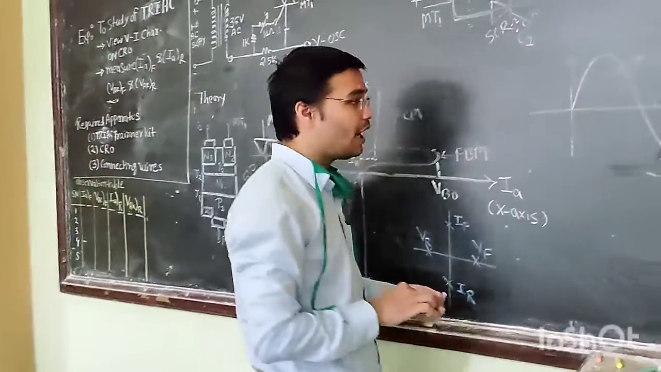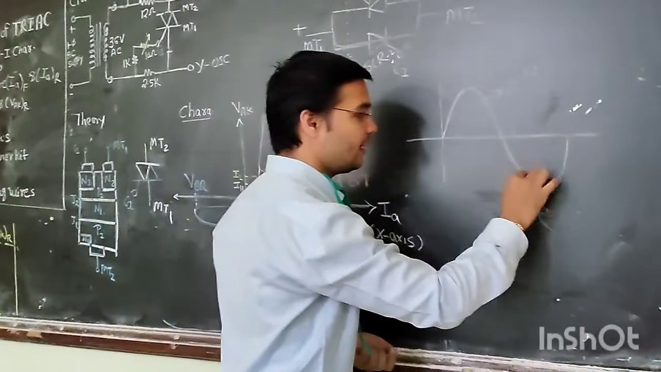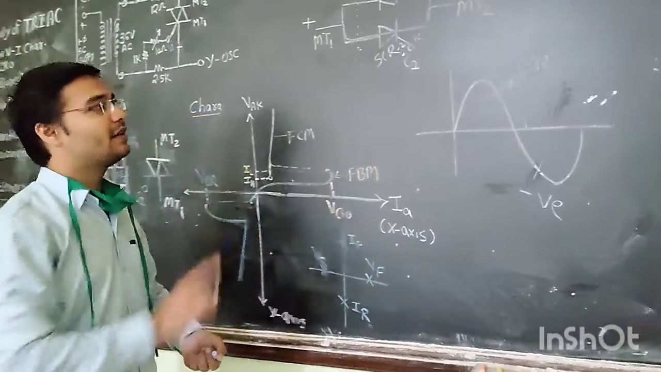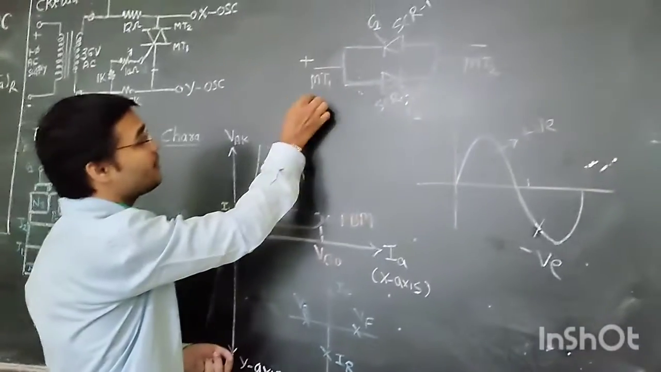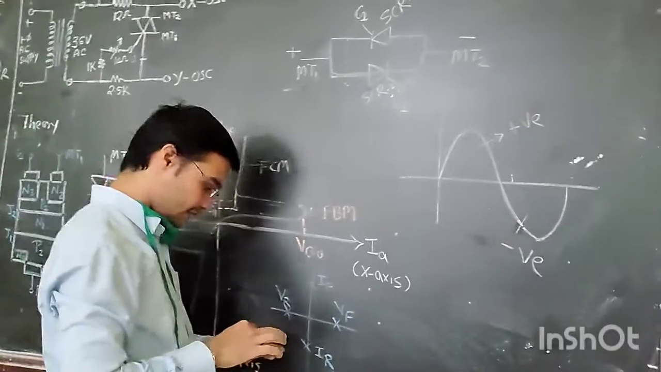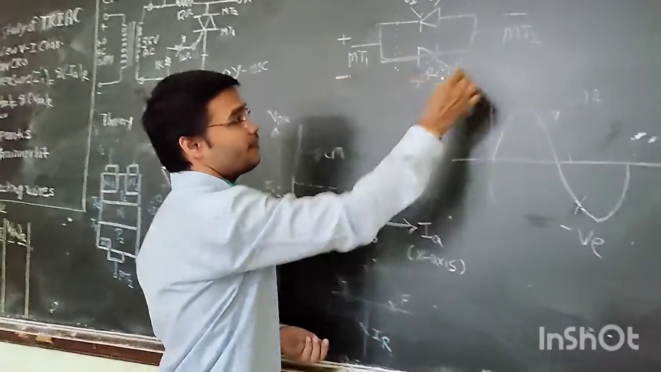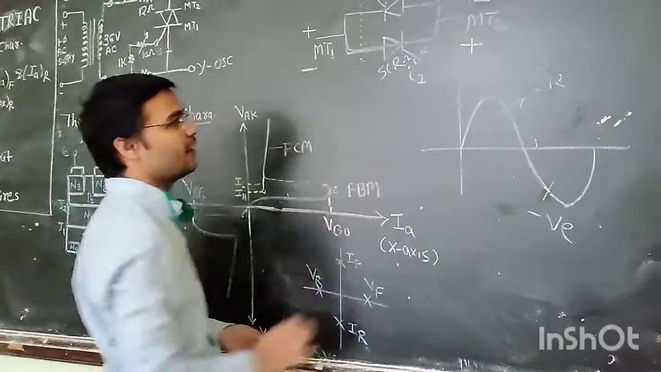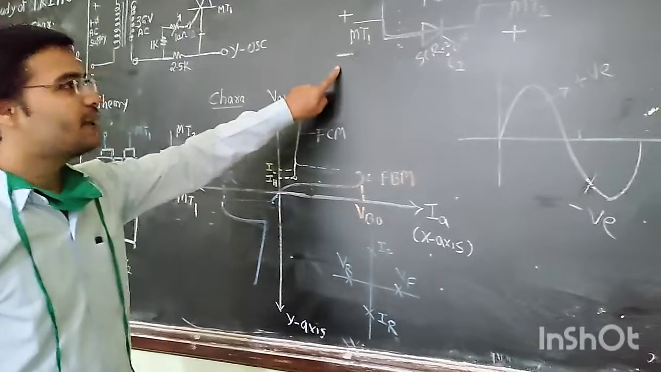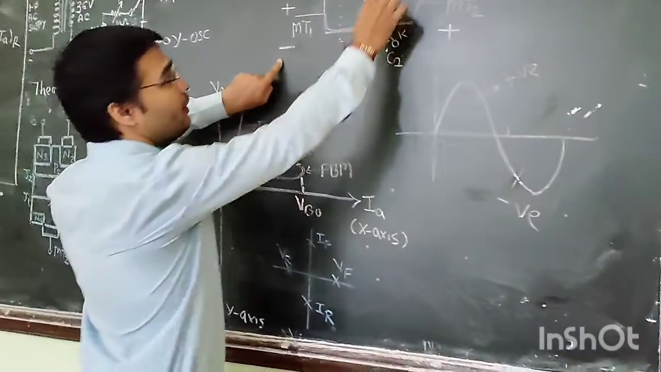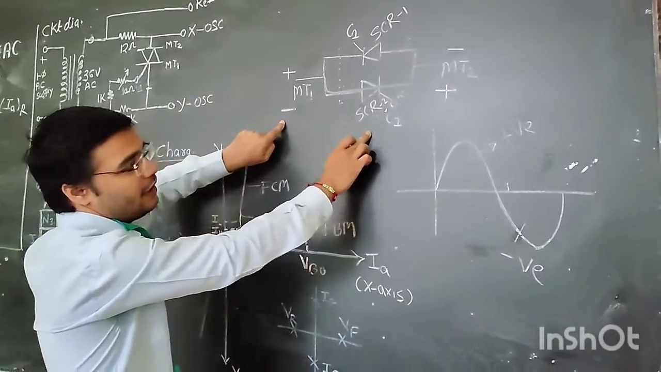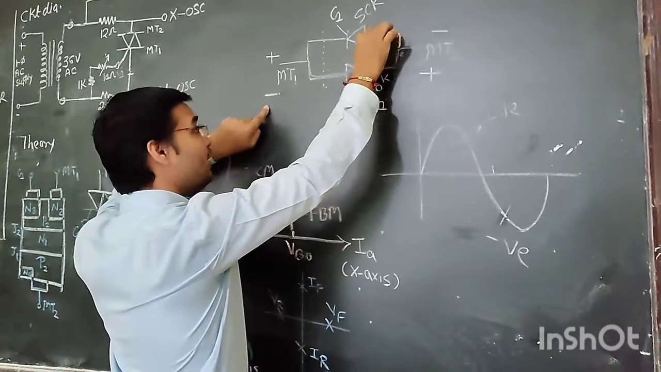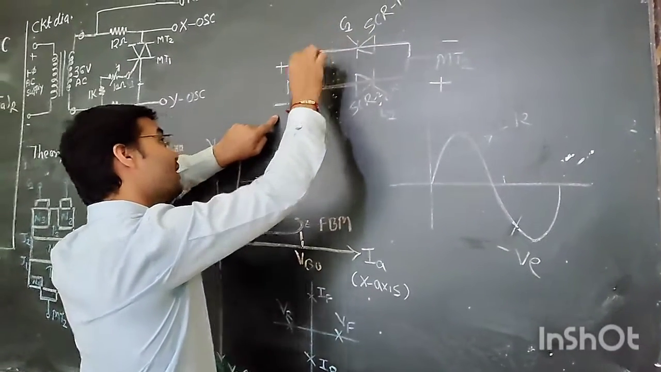But during the negative half cycle, the positive terminal becomes negative and the negative terminal becomes positive. This terminal becomes negative and this one becomes the positive terminal. Once this becomes the positive terminal and this the negative terminal, what happens? This SCR is in the on state and the other SCR is in the off state. The current flows in this direction.